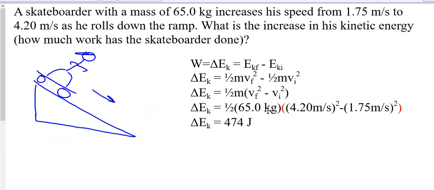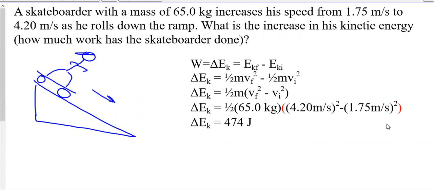Plug in what you know. It's just a matter of working the equations through. You guys shouldn't have too much difficulty with this. You should have approximately 474 joules if you work that through your calculator. Just make sure you get your order of operations down as you multiply this through.